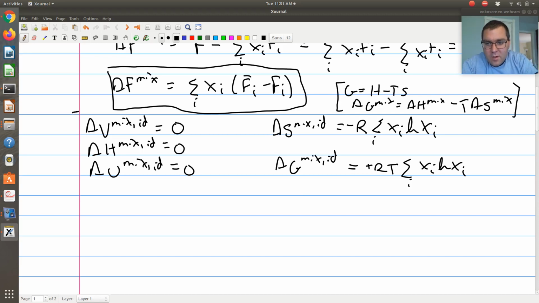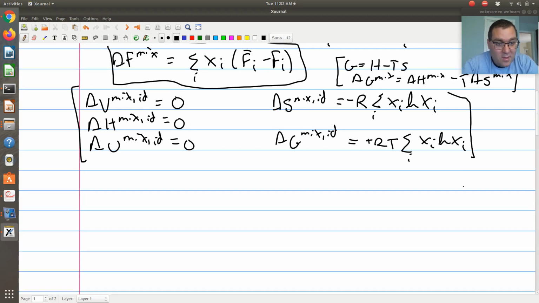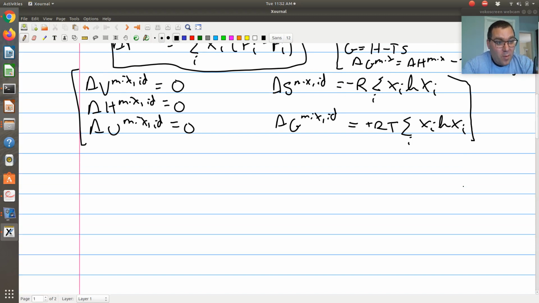So here are my expressions for the property changes upon mixing in an ideal solution, which happen to be exactly the same as an ideal gas. Now remember, an ideal gas is an ideal solution because we said an ideal solution is a system in which all of our intermolecular interactions are exactly the same.